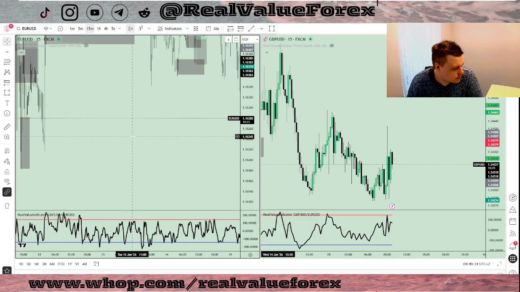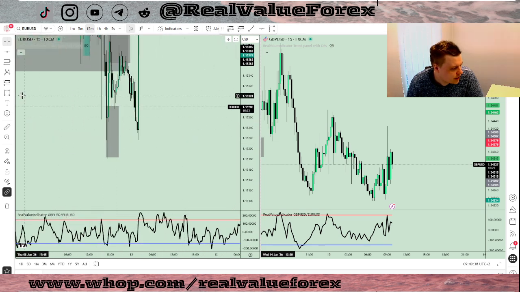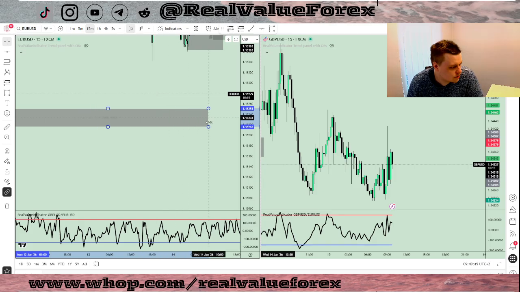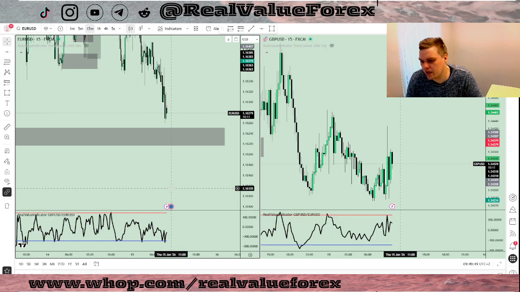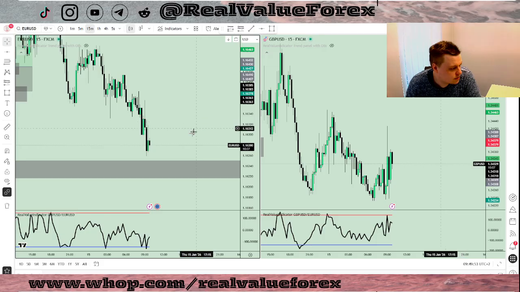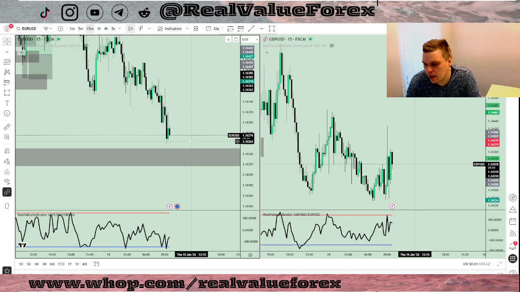Some levels? Oh yeah, actually we have a really good level in here, like this. So we have quite a nice level. This level could be a target as well. Yeah, okay, we have a level here.